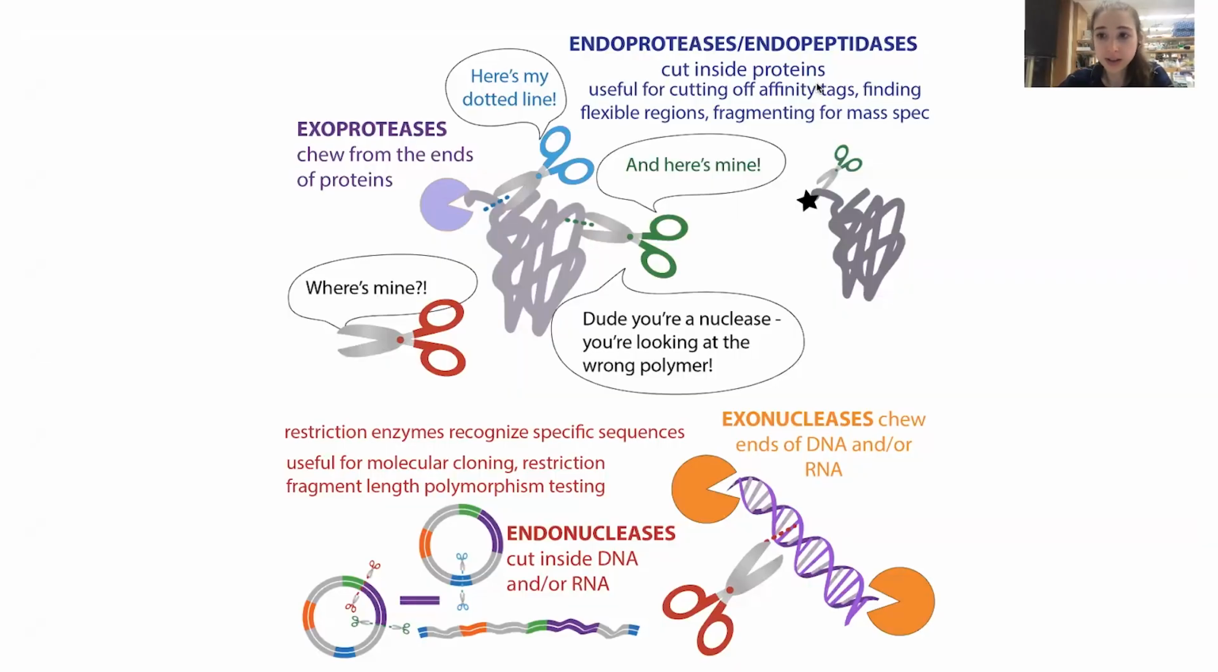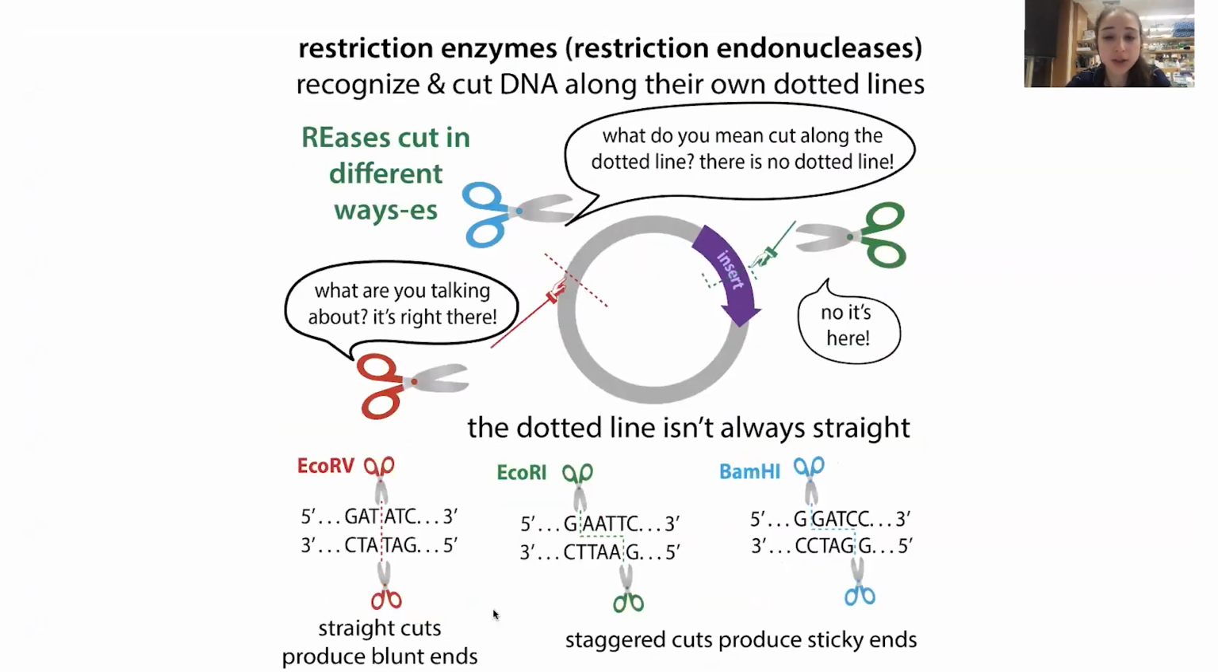The term endonuclease basically refers to the fact that it is cutting in the middle of DNA. If we said exo, that would mean it was chewing from the ends, but an endonuclease is going to cut somewhere in the middle. And what's really special about restriction endonucleases is that they cut DNA at very specific sequences. So they're not just randomly chewing up DNA.